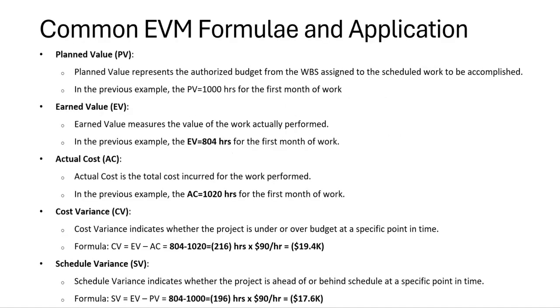So basically, the common EVM formulae is the planned value, which we've already studied, meaning that is how much value you've assigned to each task from the WBS and scheduled it as to when it would be completed. In the previous example, the planned value for the whole first month is 1,000 hours. And then you have the earned value, which is basically how much of that you actually earned by completing those tasks. And in that example, it's the work actually performed, as I said. And in that example, we earned 804 hours for the first month of work.